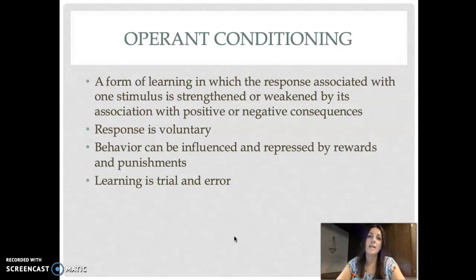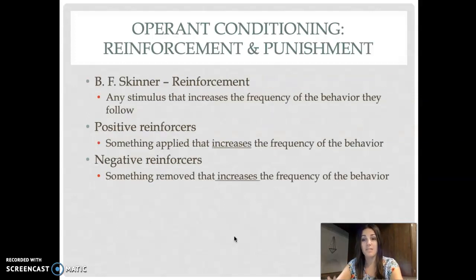Okay, so we had classical conditioning, now we have operant conditioning, and this is all still under the umbrella of learning theory. It's a form of learning in which the response associated with one stimulus is strengthened or weakened by its association with positive or negative consequences. The response here is voluntary, as opposed to involuntary with classical conditioning. So learning is actually trial and error. The main theorist here was Skinner, and he believed in reinforcement and punishment. And I apologize, on this slide I have left out the punishment, and I don't know why, but I will explain it in a second.